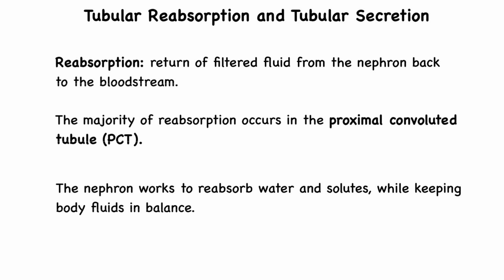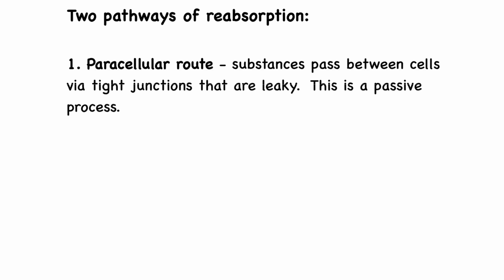Reabsorption occurs through two pathways. The first is the paracellular route. This is where substances pass between the cells via tight junctions. The tight junctions in the nephron do not completely seal off the interstitial fluid from the tubule fluid. They are leaky, allowing substances to pass between cells. This is a passive process.